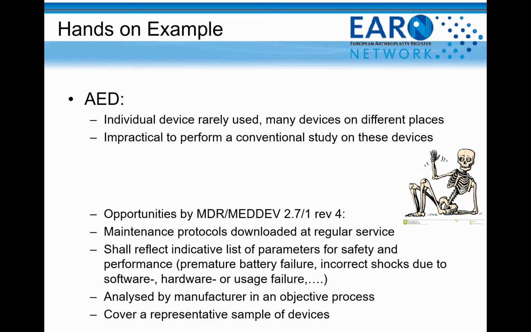MDR requires an indicative list of parameters where the manufacturer defines how it intends to measure relevant endpoints for safety and performance. One might expect, for example, premature battery failure or release of shocks in an incorrect way on that list. If the device saves such data when used and allows a download at regular services, it might provide high-quality data by reasonable investments and efforts for data collection via maintenance logs. This data collected could become a main source for post-market surveillance.